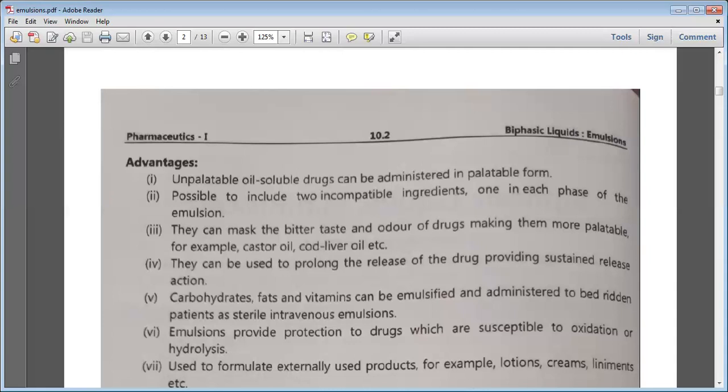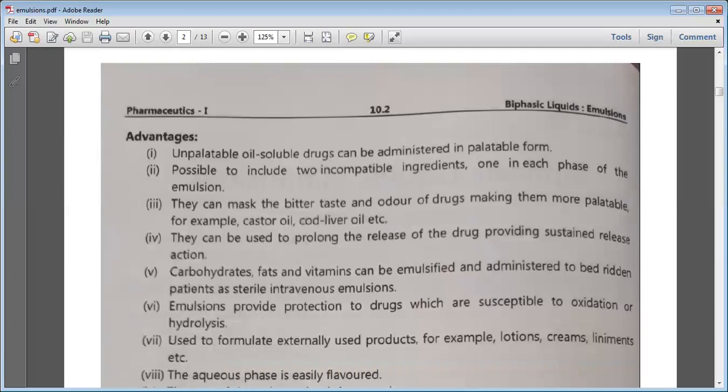Emulsions provide protection to drugs which are susceptible to oxidation and hydrolysis. This is one of the greatest advantages of emulsions, where drugs which tend to undergo oxidation or hydrolysis in the presence of water or atmospheric oxygen can be prepared in the form of emulsions, which are biphasic liquids, and can thus be protected from oxidation and hydrolysis. Another advantage is that emulsions are used to formulate externally used products, for example lotions, creams, liniments, etc.